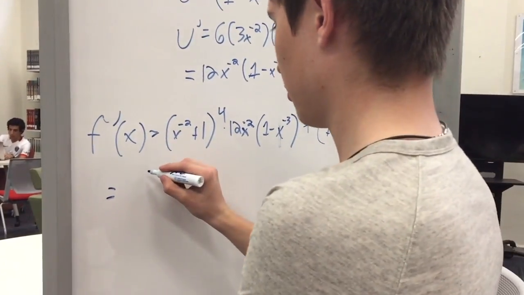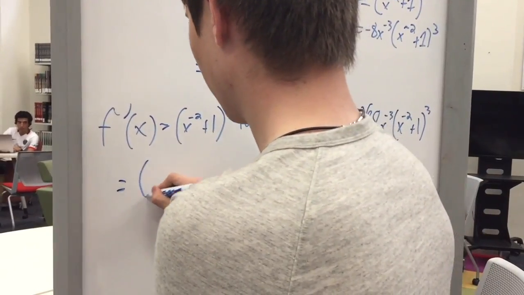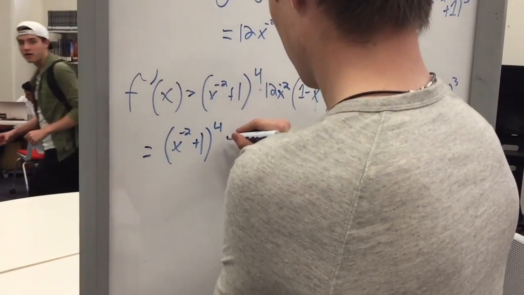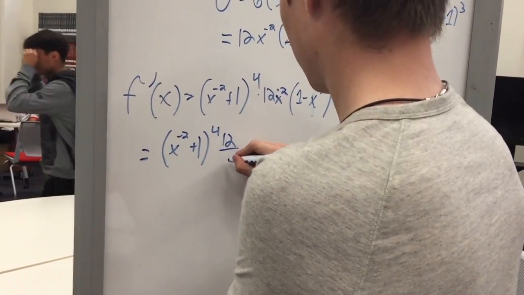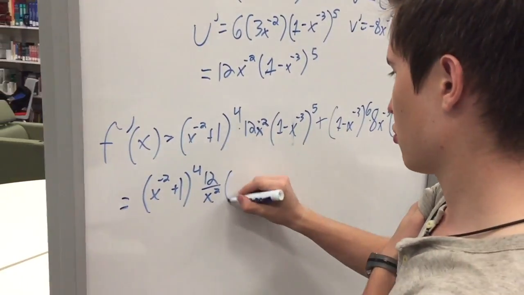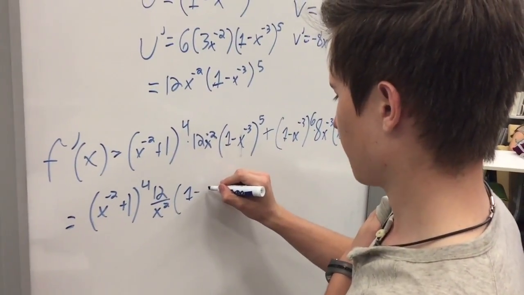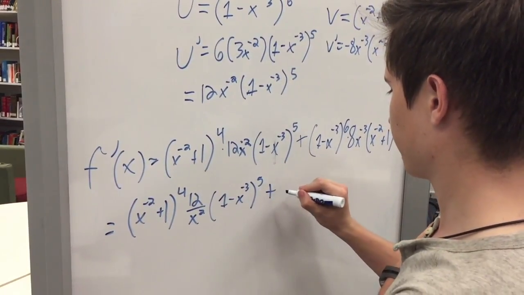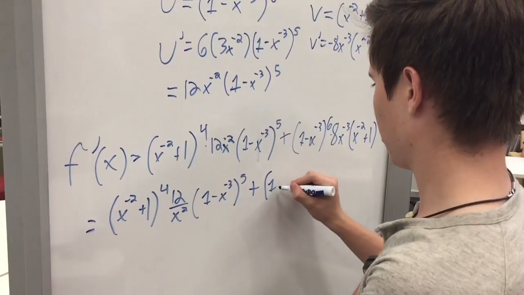In this step, we just bring down the x to the negative 2 from the 12 to make it positive, and also from the 8 times x to the negative 3. Therefore, the x goes to the denominator to get positive exponents.